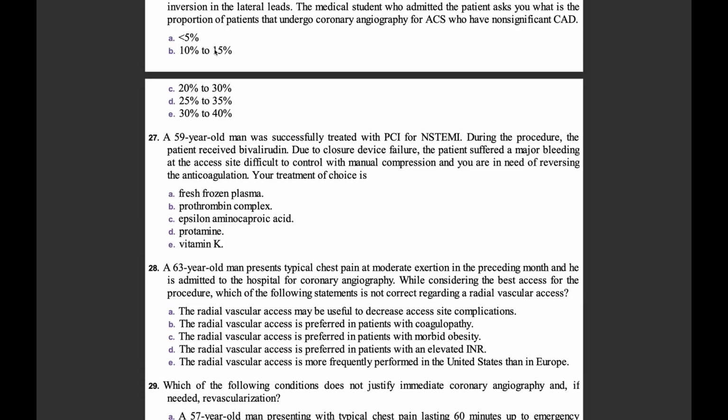Then for question... Sorry, good evening. Sorry. My network went off a little. Is option C, the epsilon aminocaproic acid, relevant for anything, please?